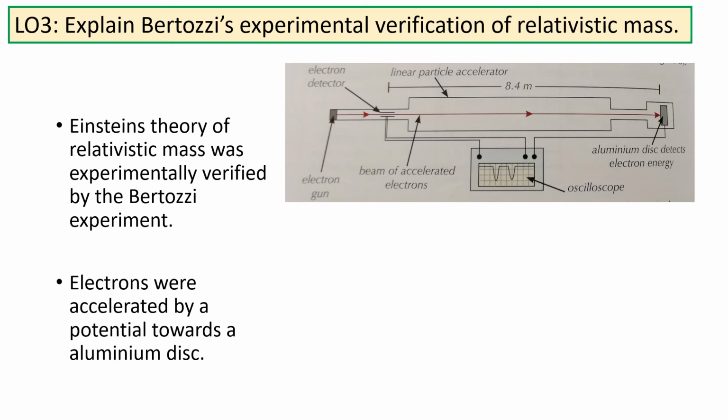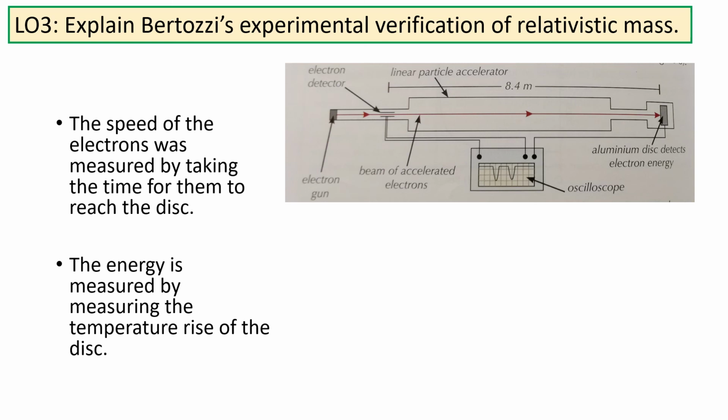These experiments were performed in the 1960s to verify Einstein's ideas. To give you a very quick setup, we have a beam of electrons accelerated to a very high speed, which are then shot towards an aluminium disc. They are then allowed to collide with the aluminium disc. We can measure the speed of the electrons in the experiment by taking the time it takes them to reach the disc. The energy of those electrons can also be measured by measuring the temperature rise of the aluminium disc, assuming all of the kinetic energy of the electrons is transferred to thermal energy inside the disc.